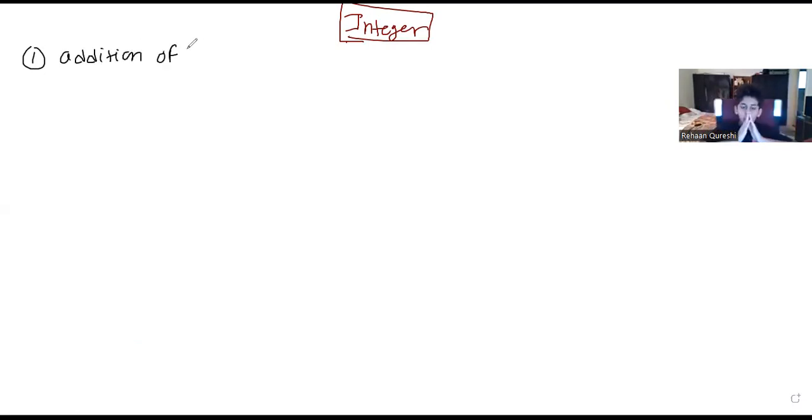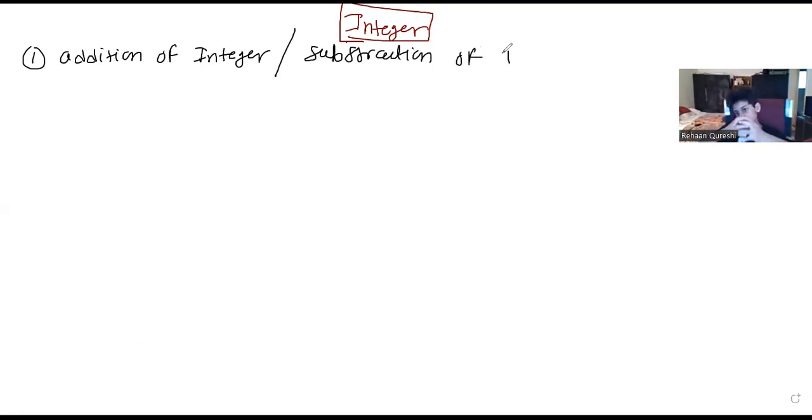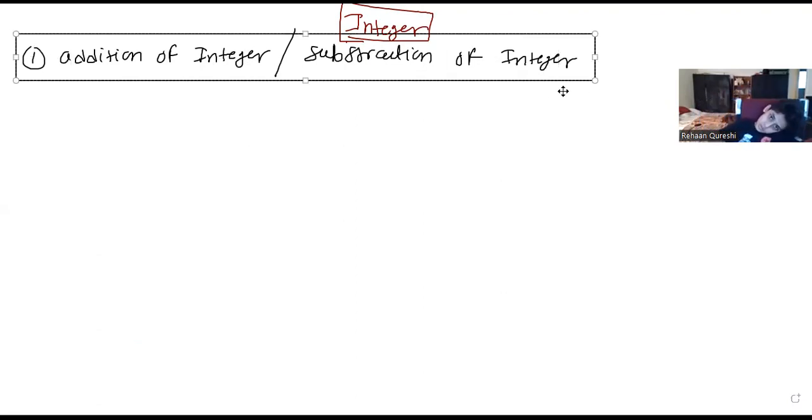Addition of integers. How to add integers. And the rules for addition and subtraction are the same. So also subtraction of integers. We are dealing with both topics simultaneously. So now let's take a few examples here.